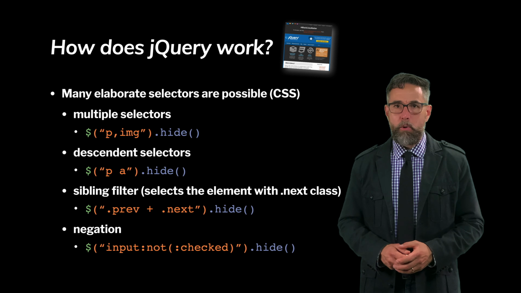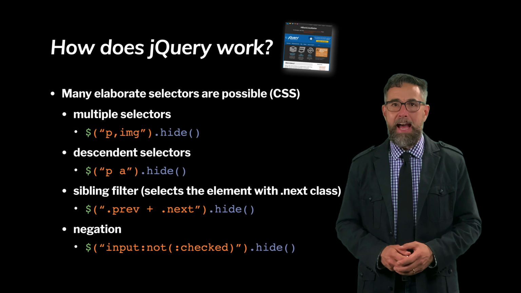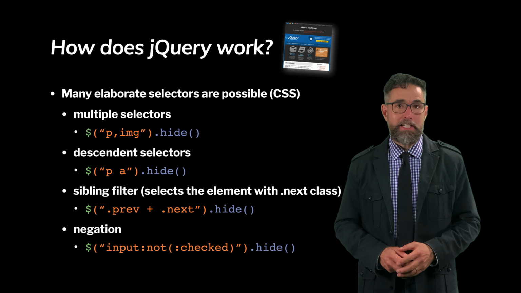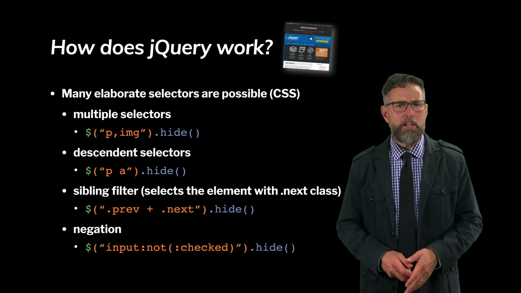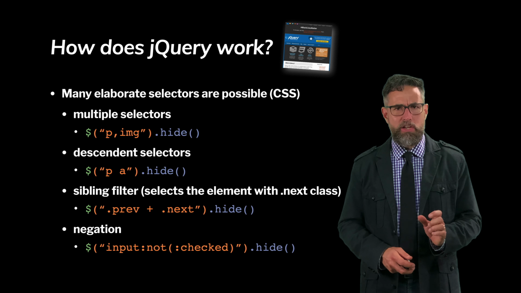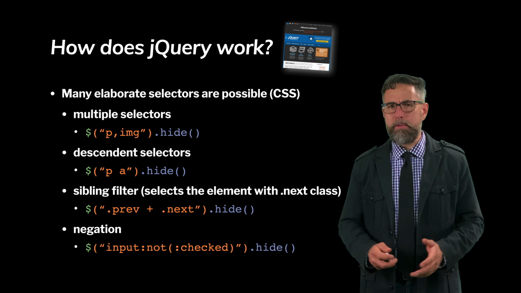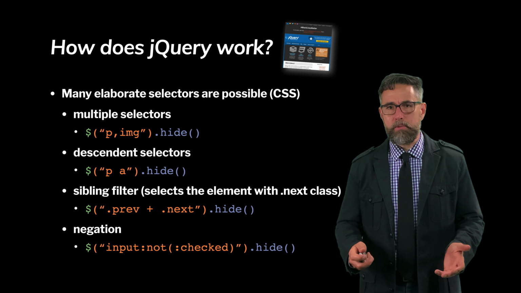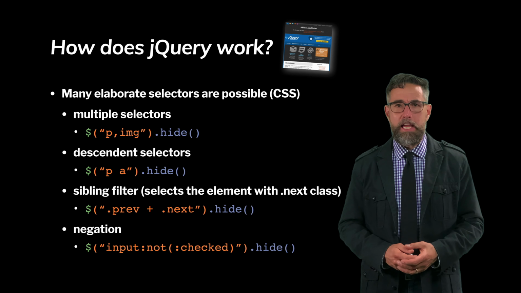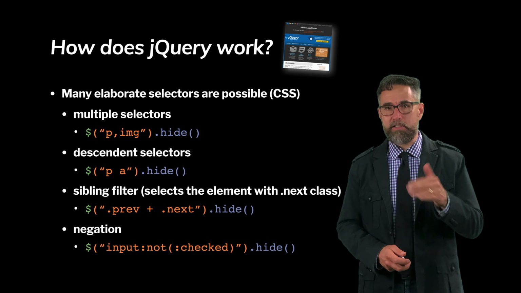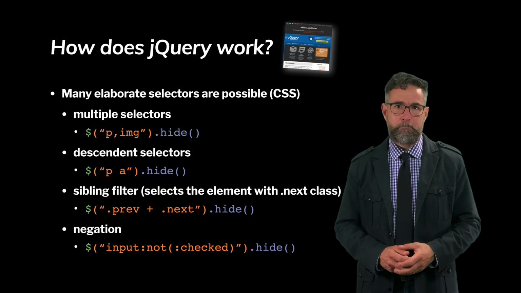In the third example, we're going to hide all elements that have a class of next, but that also have a sibling of class previous. So this is getting pretty specific and sort of niche about what we're trying to hide here. And maybe this is to hide everything but the first paragraph in a blog, where you're just trying to show a snippet of the text until someone clicks more or something like that.